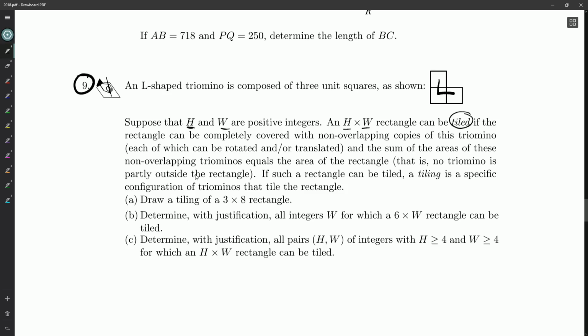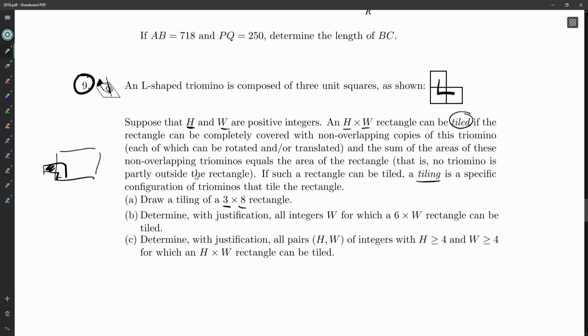That is, no triomino is sort of hanging outside there. So I can't have a little extra bit there. Okay. If such a rectangle can be tiled, a tiling is a specific configuration of triominoes that tile the rectangle. Okay. So, looks like all the parts of this question are going to be connected. A part, draw a tiling of a 3 by 8 rectangle.